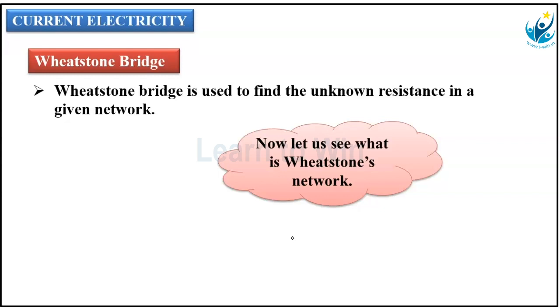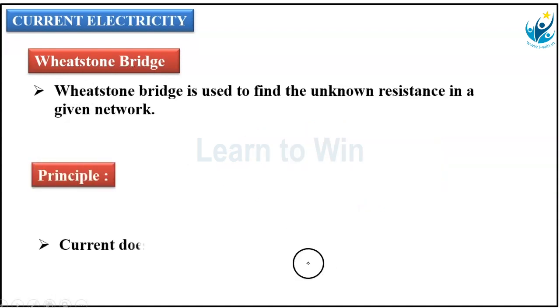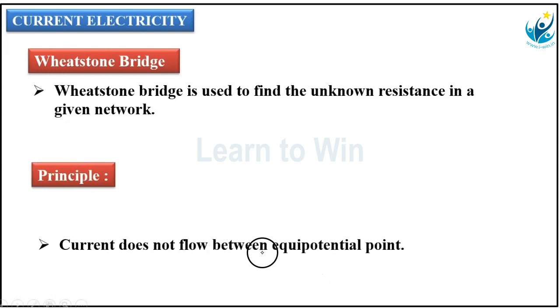Always, current flows from high potential to low potential. If 2 points in an electric circuit maintain the same potential, we call those points equipotential points. In between equipotential points, no current is passing. This is the principle of Wheatstone's bridge. Principle: current does not flow between equipotential points.